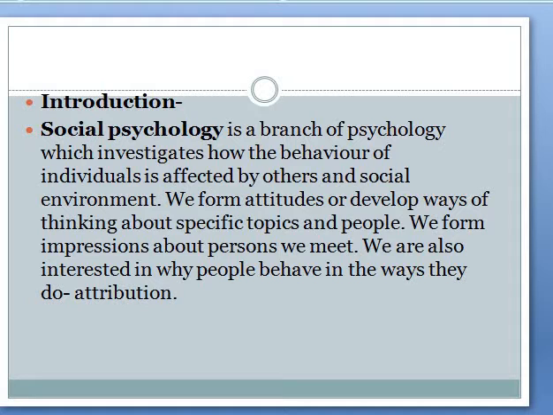So here is what is written on the screen. We form attitude or develop way of thinking about specific topics and people. We form impression about people we meet. We are also interested in why people behave in the way they do. So that is, we assign causes to the behavior shown in specific social situation. This process is called attribution.